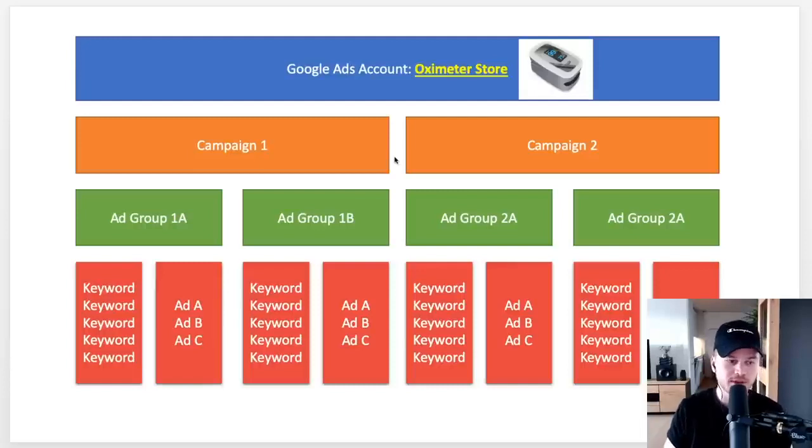An oximeter is something I sold last year, which is just a product that you can put on your finger, and it will just then tell you your oxygen saturation in your bloodstream and also your pulse. So this is something I sold through Google Ads last year. And since I closed down the store, I'm going to use this Google Ads account later to show you some more strategies and tactics. And I'm also going to use this as an example to start a new Google Ads account.